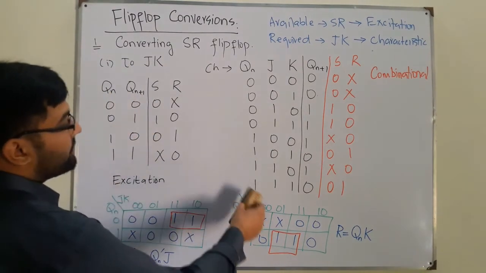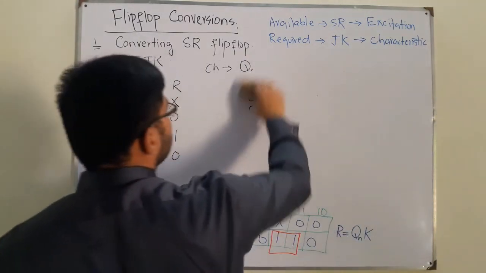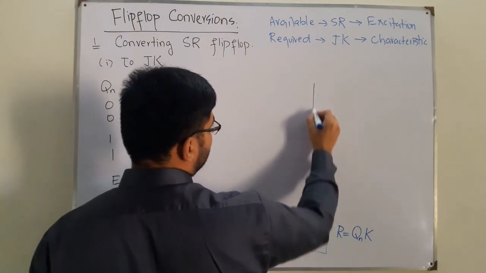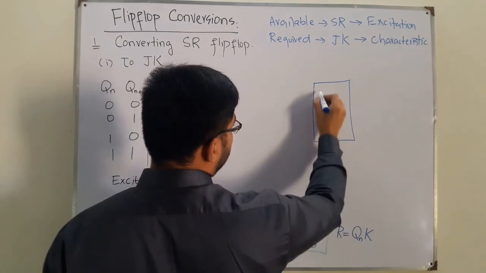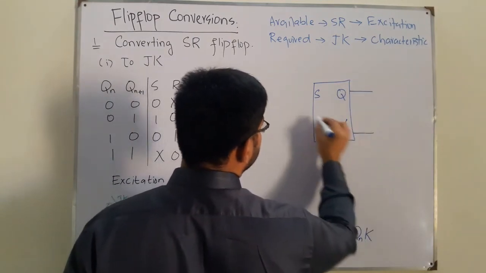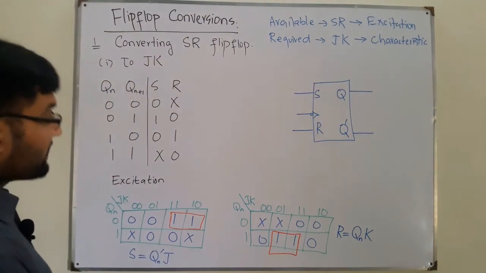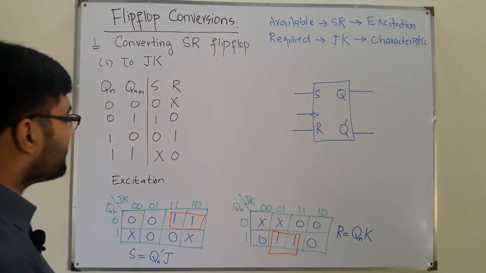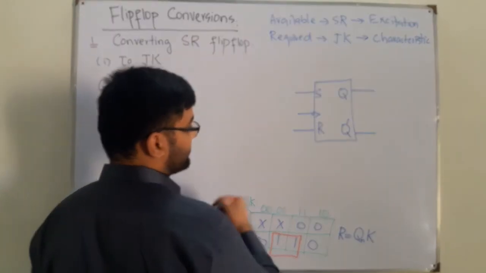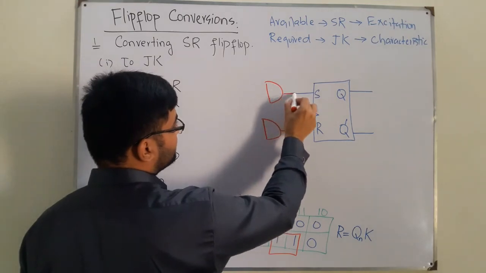The final step is to draw the logic diagram, for which let's say I remove this part. The available flip-flop is the SR flip-flop. So let this be the SR flip-flop. You have the inputs S and R, the outputs Q and Q complement, and you have the clock. S would be equal to Qn complement ANDed with J, and R would be Qn ANDed with K. So we require AND gates over here.